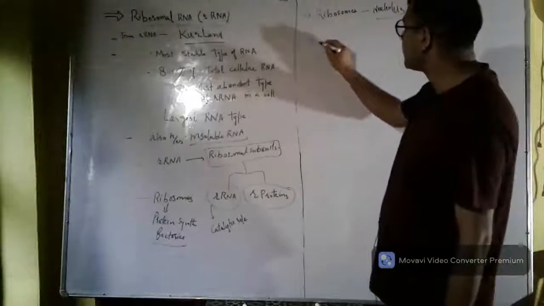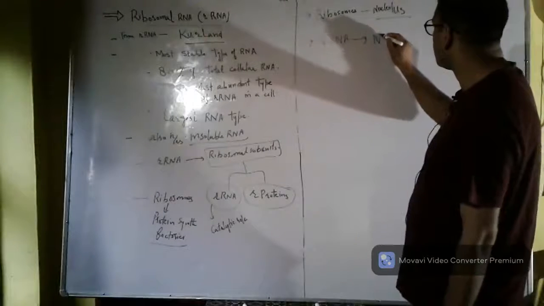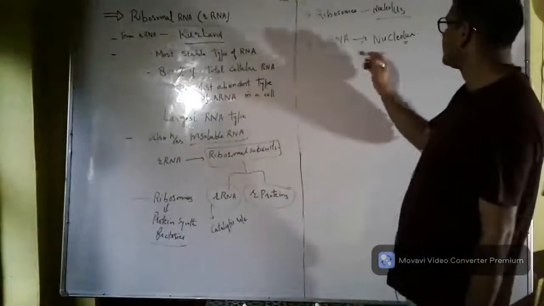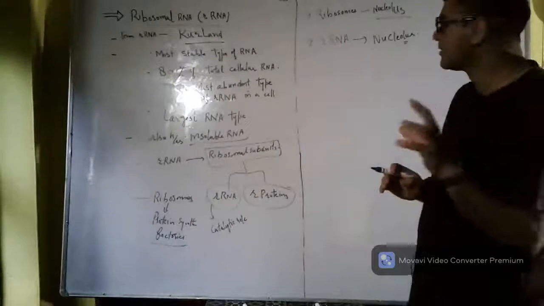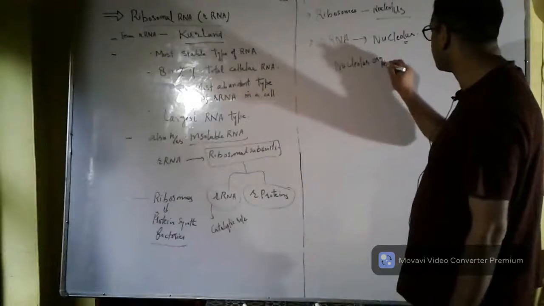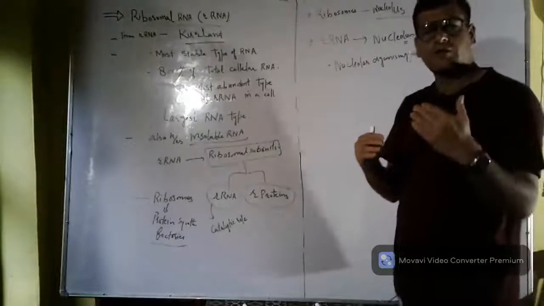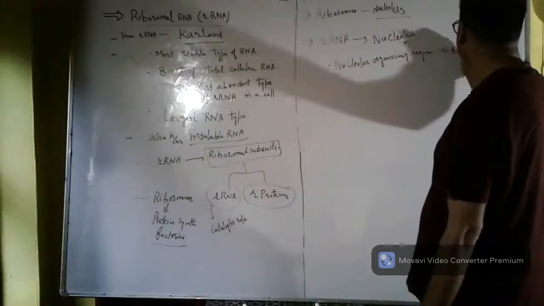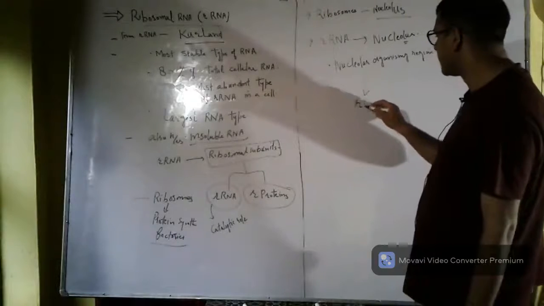Ribosomal RNA is basically synthesized in the nucleolus. There are specific genes present on the nucleolar organizing region of the chromosome, and these genes synthesize ribosomal RNA. From the genes present in the nucleolar organizing region of the chromosome or chromatin, ribosomal RNA is synthesized.